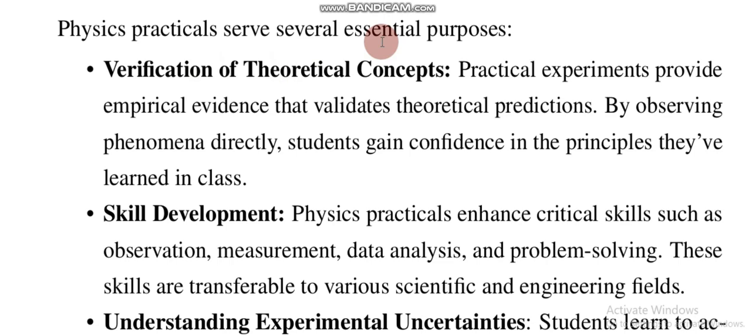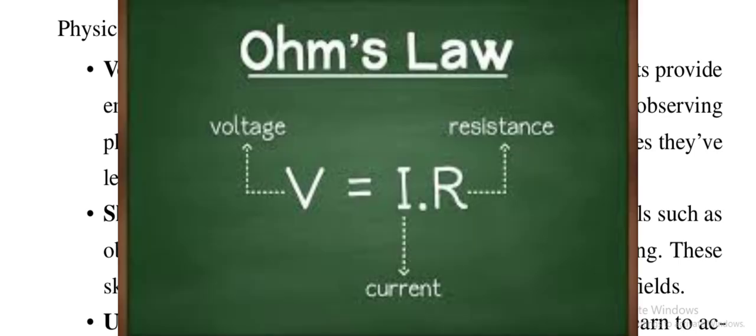Again, in electricity, we have Ohm's law that says the magnitude of current flowing through a conductor is directly proportional to the potential difference across the conductor. The formula says V equals IR. Now, you can go to a physics laboratory, conduct an experiment to verify this, to find out if this is true or not.